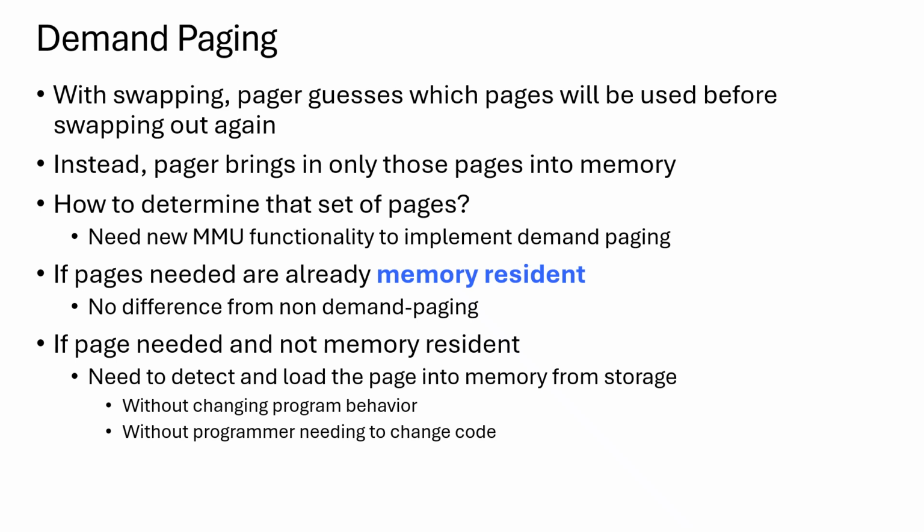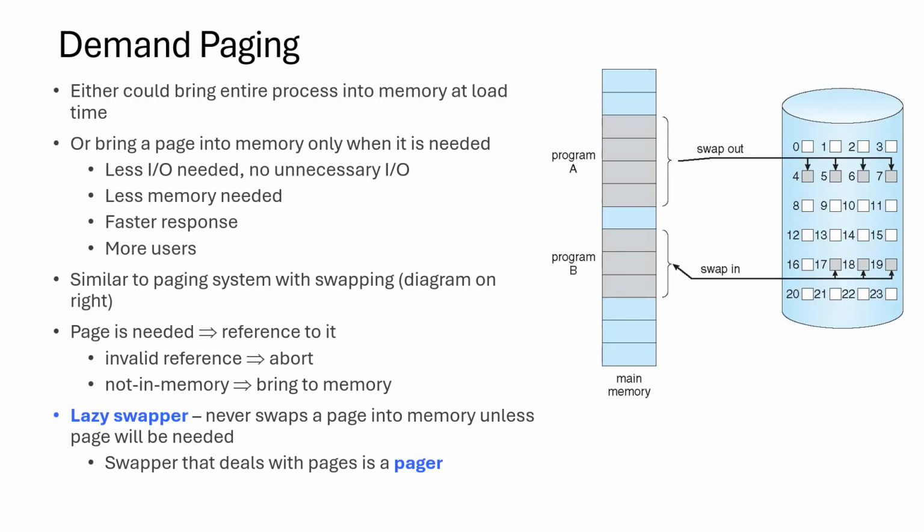Here we need memory management unit functionality to implement demand paging. If the pages needed are already memory resident, there is no difference from non-demand paging. If the pages needed are not in memory, the system needs to detect that, and load the page into memory from storage for execution without changing the program behavior. Instead of bringing the entire process into memory, only the required pages will be loaded. The advantages: less I/O needed, less memory needed, faster response, and more users can be supported. It is useful for multi-programming.